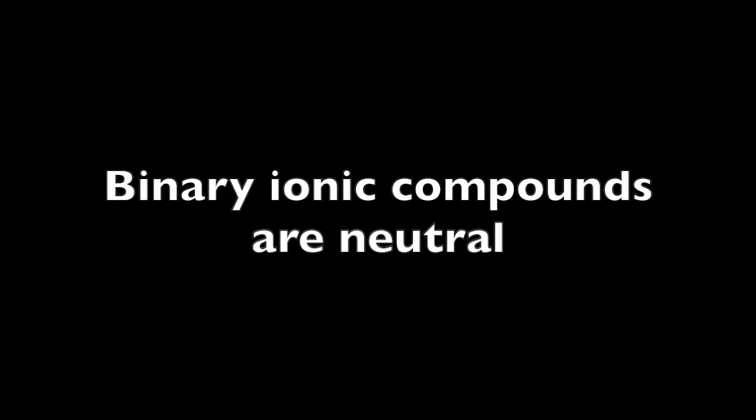Binary ionic compounds are neutral. That means they have no charge. So when you create the formulas for them, you have to do it in such a way that the sum of the total charges is 0.